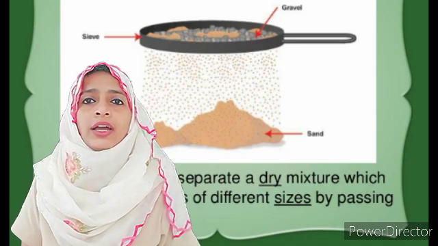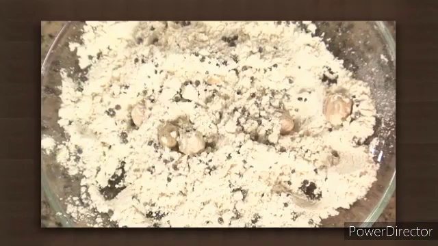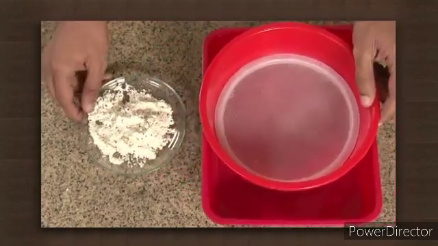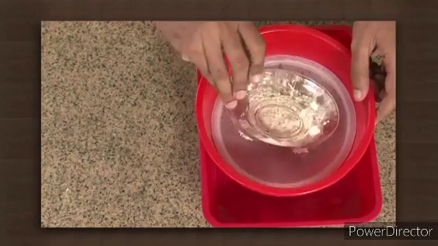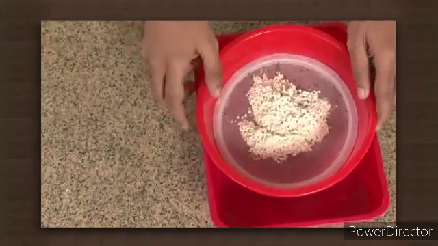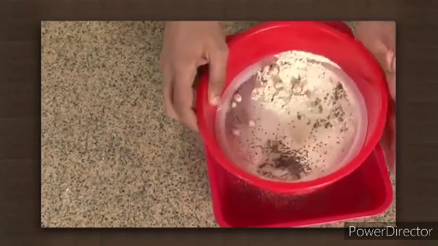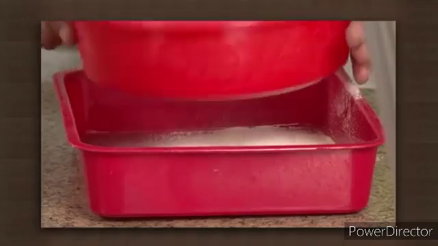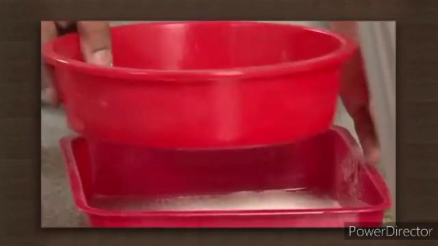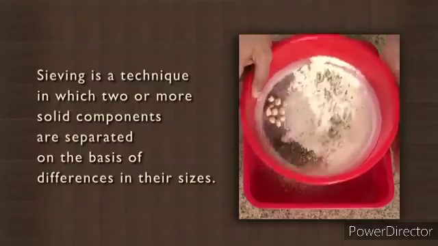Let's see how they are used in different situations. Here you can see a mixture of wheat flour, mustard seed and some grains. We are transferring the mixture into a sieve. Then we are shaking it so that only the fine flour is coming through the sieve and getting collected in the tray. Larger size impurities get collected in the sieve itself.